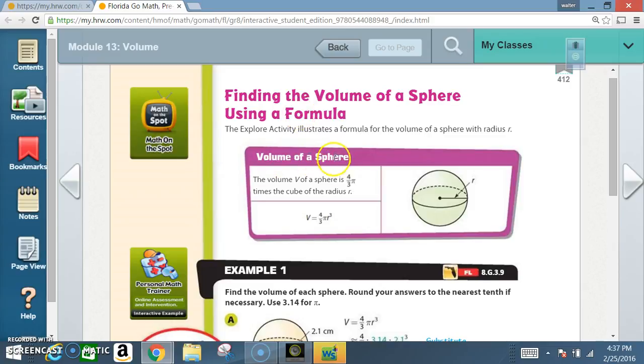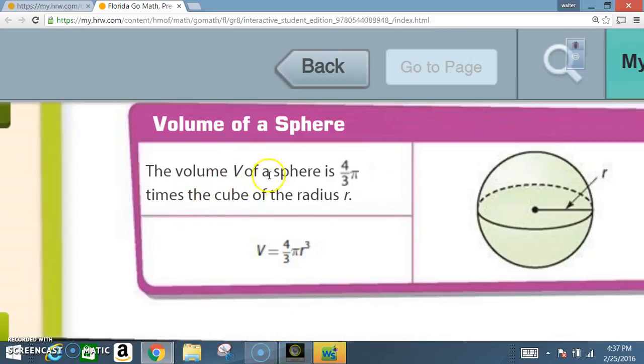The volume of a sphere. The volume V of a sphere is 4/3 pi times the cube of the radius. So volume is equal to 4/3 times pi r to the third power. Volume is equal to 4/3 pi times r, the radius, to the third power. Make sure this is in your notes.